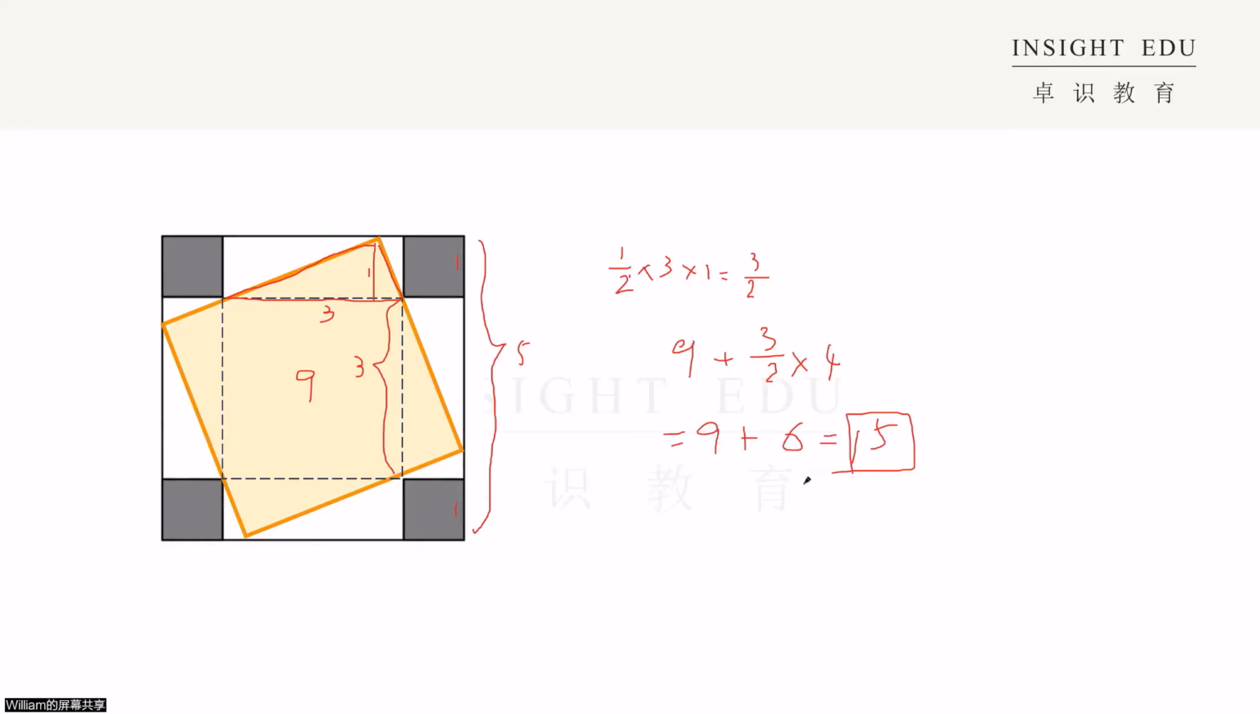So that's how we work out this one. We just divide the original square into different parts, and then we add the areas of these parts together to get the final answer. Okay, so that's how we work out this one.